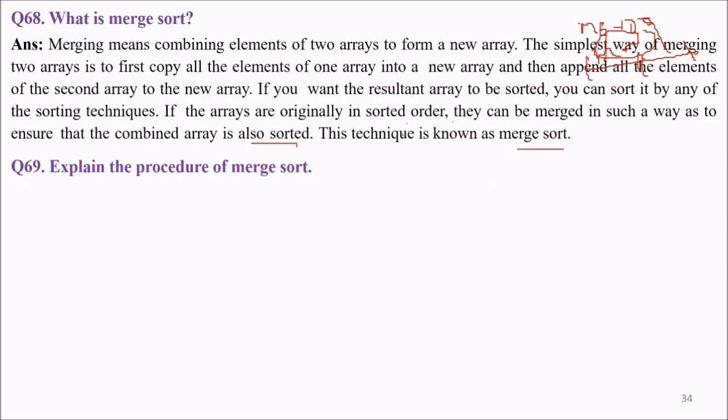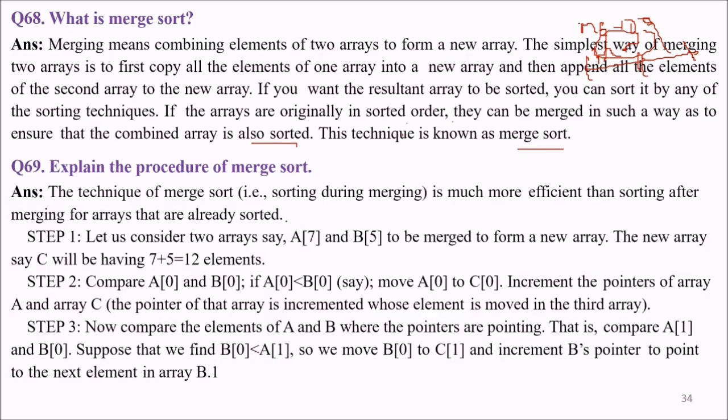Let us see the procedure of merge sort. The technique of merge sort, or sorting during merging, is much more efficient than sorting after merging for arrays that are already sorted. So let us consider two arrays, say A with 7 elements and B with 5 elements, to be merged to form a new array.